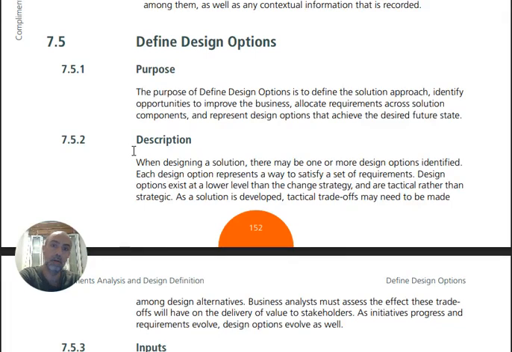Two babies, are you there? All right, we started. And today, welcome to defining design options. Yay.